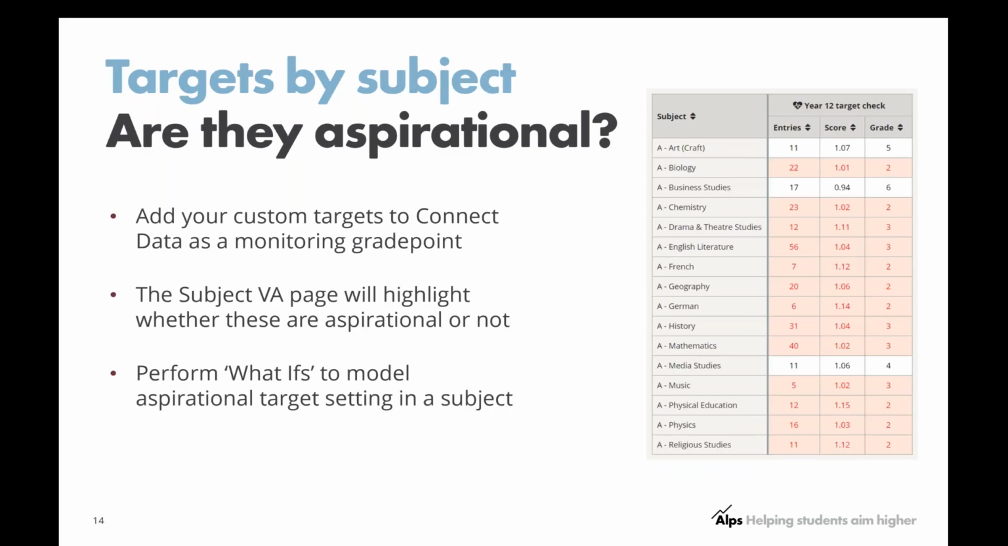I've gone through this in Connect Data, but just so you've got it on your screen there, I added a custom target as a monitoring point. I generated my subject value added page, and then I'm able to do some what ifs on those subjects where I might be a little bit less confident that they're being aspirational in their target setting.